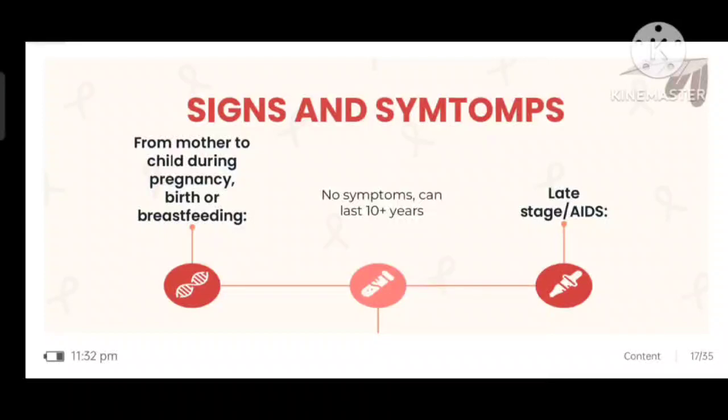Late stage or AIDS. During the last stage, symptoms are mainly the result of opportunistic infections or OIs that occur when HIV progressively destroys the immune system. As a result, the symptoms can vary based on the type of OI you get, as well as its location, such as the eyes, lungs, or brain.